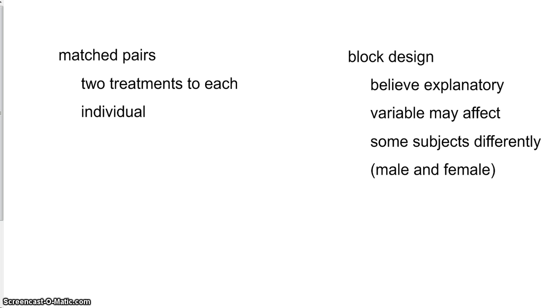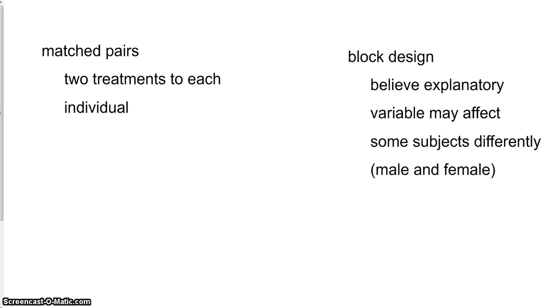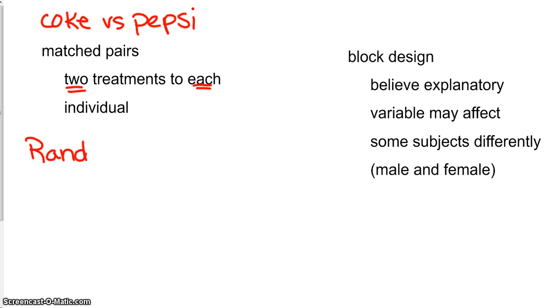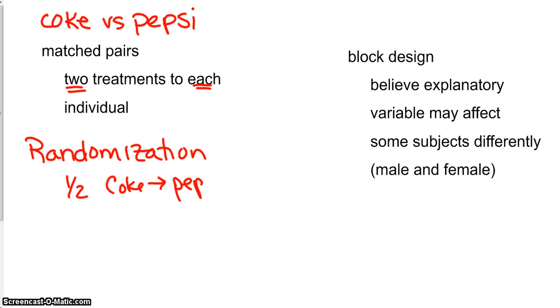Alright, 2 other types of experiments that we can have. One's called matched pairs, and I always talk about matched pairs as Coke versus Pepsi. 2 treatments to each individual. Each person will drink the Coke and then the Pepsi, and then they'll make their choice. Now, our randomization here: half need to do the Coke, then the Pepsi, and then half need to do the Pepsi, then the Coke. And that's how we randomize our matched pairs.